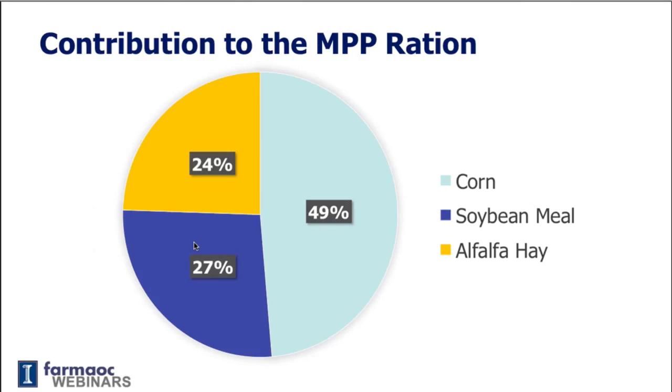The items that make up the new feed ration is pretty simple. 50% corn, 25% soybean meal, and a quarter hay. So these are the prices that dairy farmers need to think about when they're thinking about managing this national income over feed cost margin.